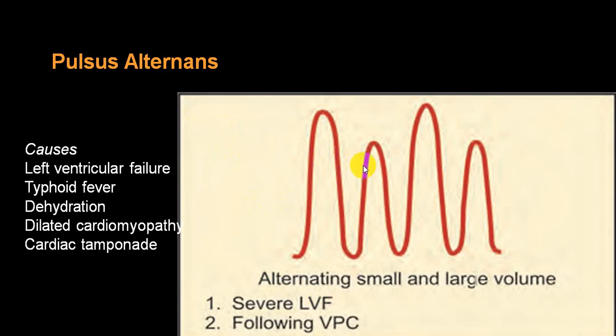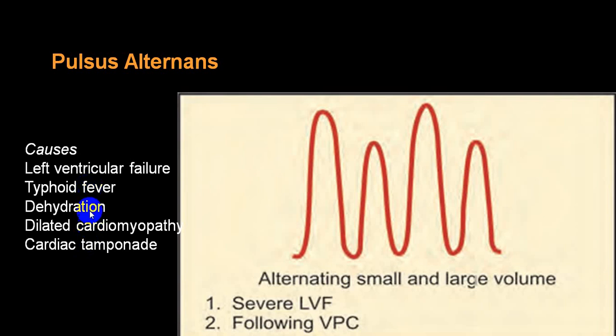Here this will be higher, here the blood pressure will fall a little bit. So the difference between the two may be as much as 20 millimeters of mercury. Classical pulsus alternans is in a case of severe left ventricular failure, or we call it severe congestive heart failure, and cardiac tamponade. These are other causes.